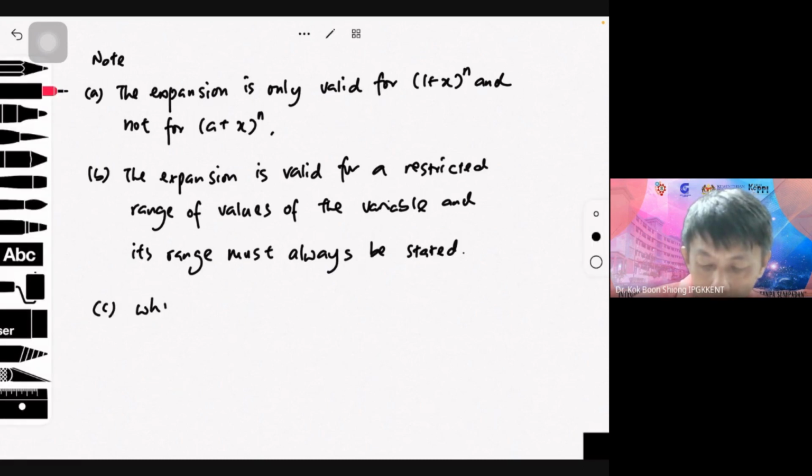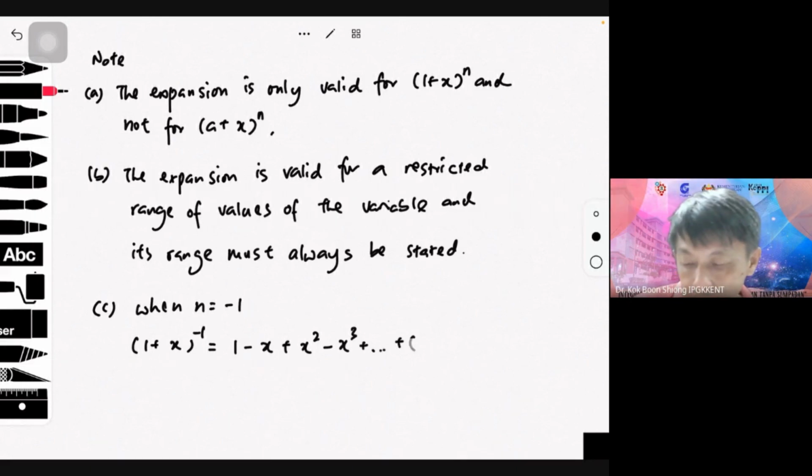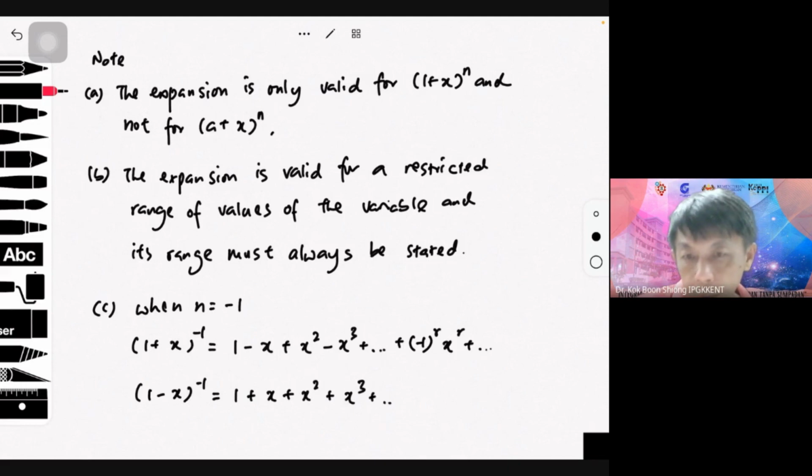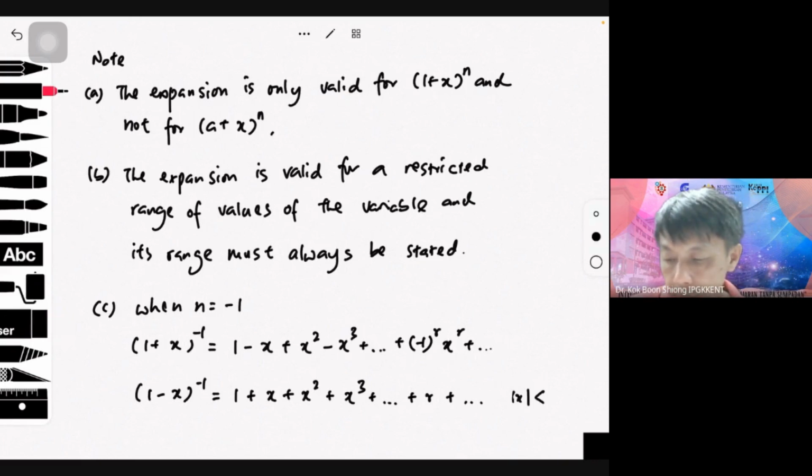Third, when n equals -1, we can have two general formulas. 1 plus x to the power -1 equals 1 minus x plus x squared minus x cubed, and so on to the n terms. 1 minus x to the power -1 equals 1 plus x plus x squared plus x cubed, and so on. The condition is that x must be between 1 and negative 1.